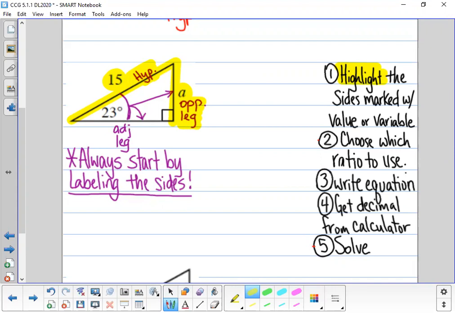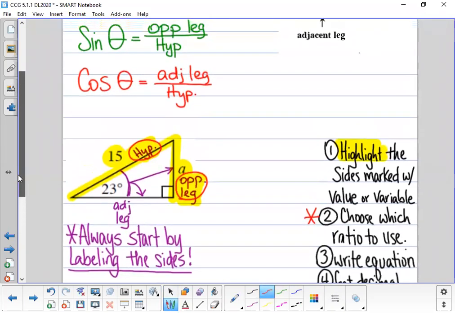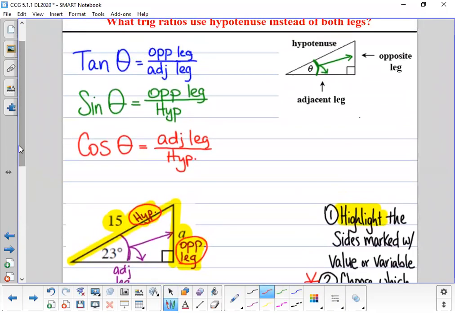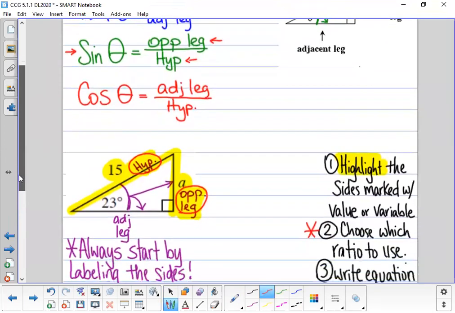All right, now step number two says choose which ratio to use. Based on what I have here, I'm going to take a look at my three trig ratios, and I'm going to look for the one that has the opposite leg and the hypotenuse. If I go back up to my trig ratios, I see that the one that has the opposite leg and the hypotenuse is my sine of theta. So opposite and hypotenuse is in the sine of theta. So I'm going to use sine of theta.